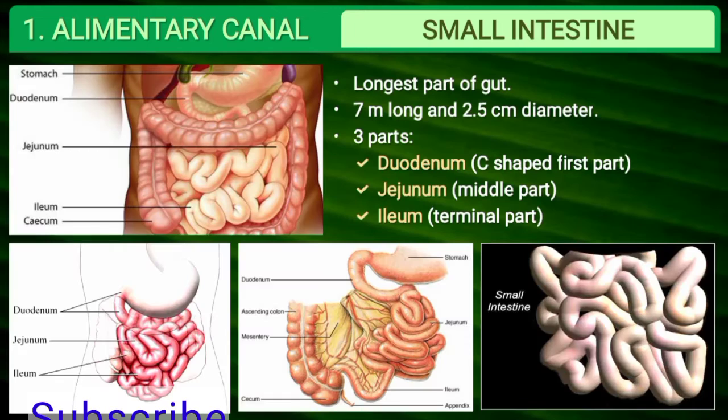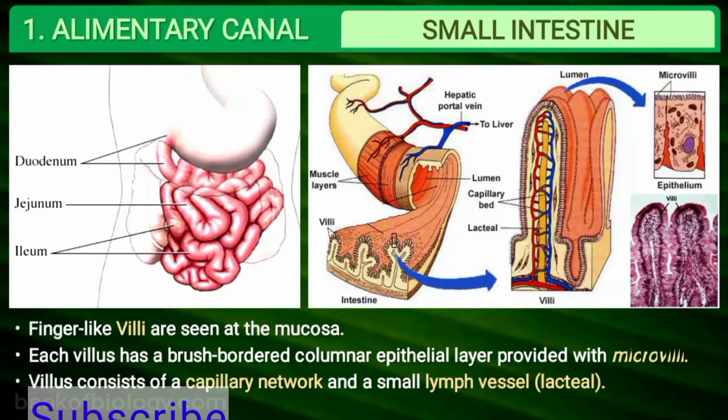The small intestine is the longest part of the gut, 7 meters long and 2.5 centimeters in diameter. It has three parts: the duodenum, the C-shaped first part, the middle part jejunum, and the terminal part ileum. It has finger-like projections called villi seen at the mucosa. Each villus has a brush-bordered columnar epithelial layer provided with microvilli. More projections and divisions continue.